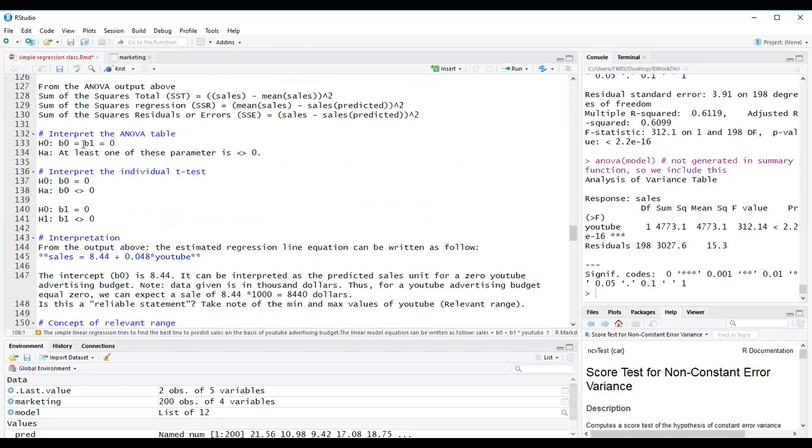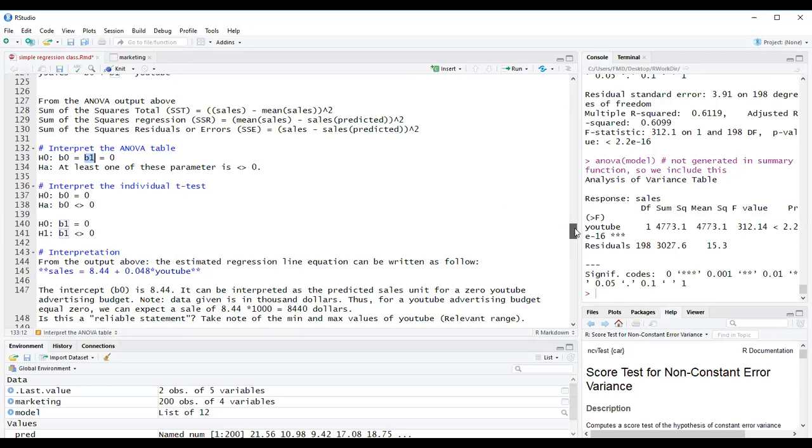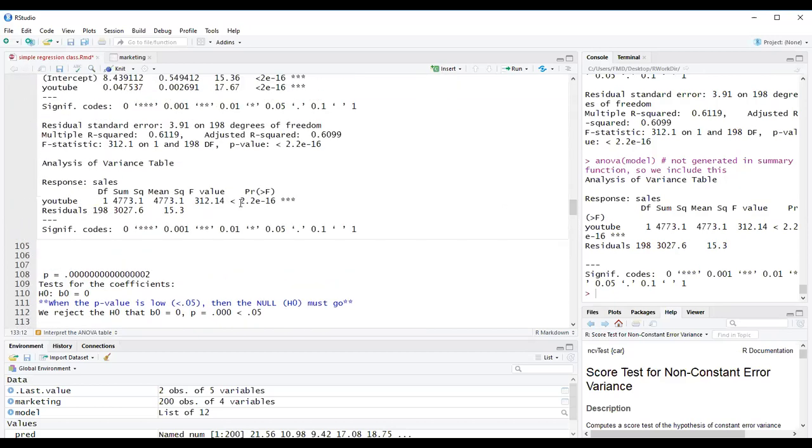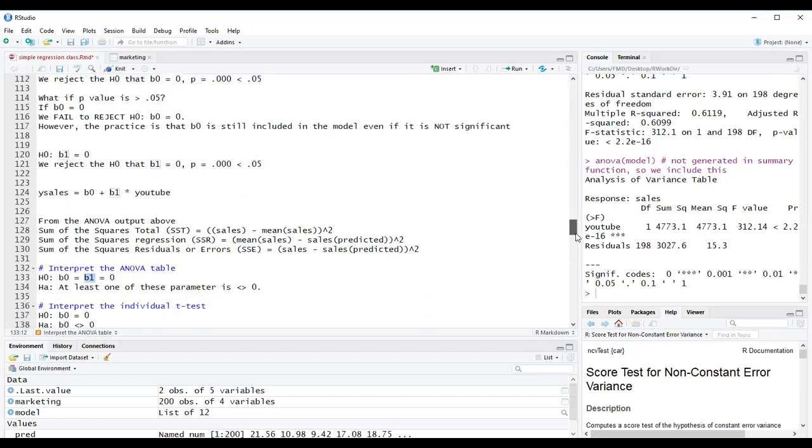Bakit dadalawa lang? Kasi simple regression lang tayo. B null is your intercept, B1 is your slope for YouTube. Okay? And then what's our conclusion? Conclusion natin, guys, titingnan ulit natin dito sa probability. The probability is practically just like the individual coefficients a while ago. Yung p-value natin dito is 0.00, 3 decimal places. So our conclusion is we reject the null hypothesis that B null is equal to B1 is equal to 0. Okay? So reject natin yon.